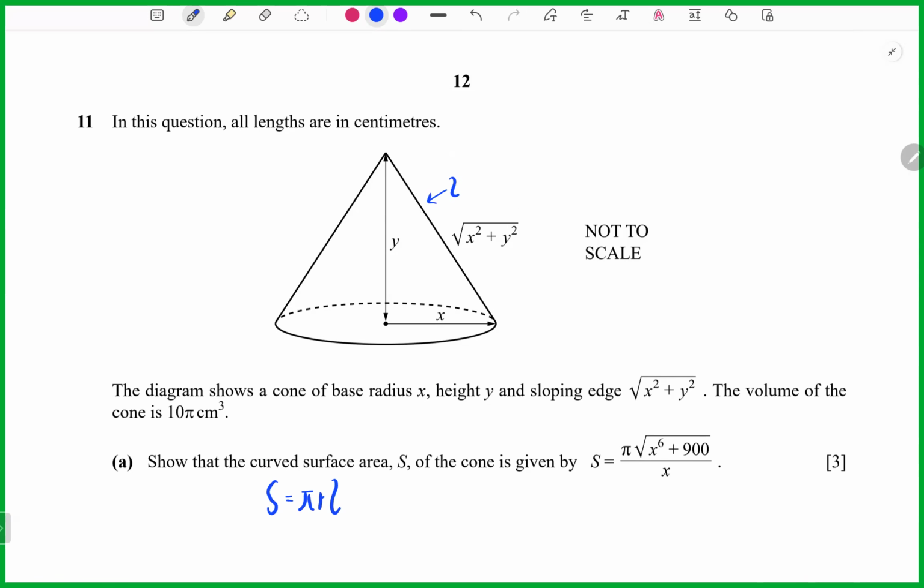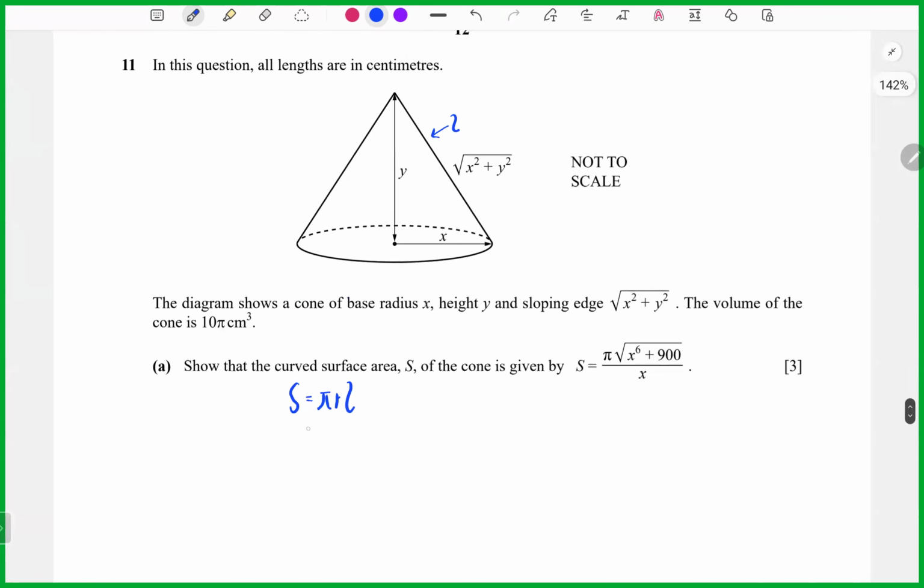Okay, for the slope engage, now you can write V equals to pi r squared, here is x squared plus y squared. But as we know, equation one is in x terms only, so now we need to find out x. Because the volume equals to 1 over 3 pi r squared h.